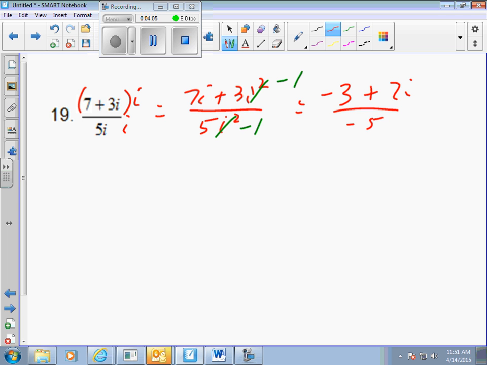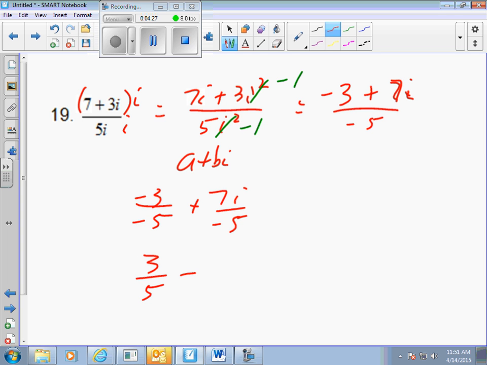Now we can't leave it like this because we have to put it in the a plus bi format. So we have to split the fractions into 2, and I get -3 over -5 plus 7i over -5. Simplifying, negative divided by negative gives me positive, minus 7i over 5. Now, does it make a difference if I put the i here or put the i back here? Not really.